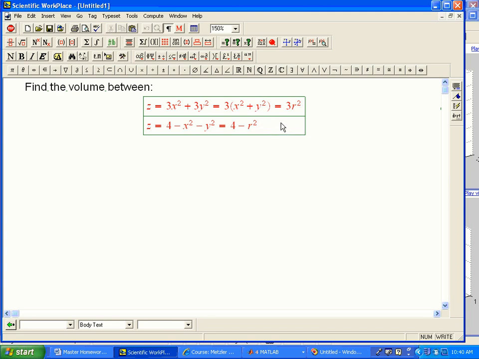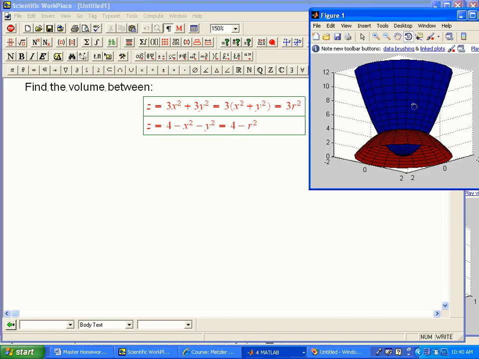So we want to know roughly what's going on here in terms of the picture. Now these are both pretty simple quadrics. This is a bowl going upward, and this is a bowl raised up but then going downward. And so here's one picture for that. The blue is the 3r squared, and the red is the 4 minus r squared. And you can see they intersect. And the volume in between is going to be everything above the blue and below the red. And I've graphed them out to radius equal to 2 here, and that's clearly too far.